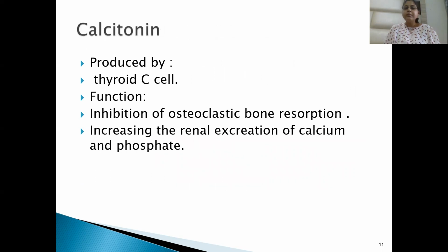Calcitonin is produced from the thyroid C cells, inhibiting osteoclastic bone resorption. Calcitonin shifts the calcium from blood to the bone. So it inhibits the osteoclastic bone resorption, and leads to formation of calcium in the bone. It also increases renal excretion of calcium and phosphate.